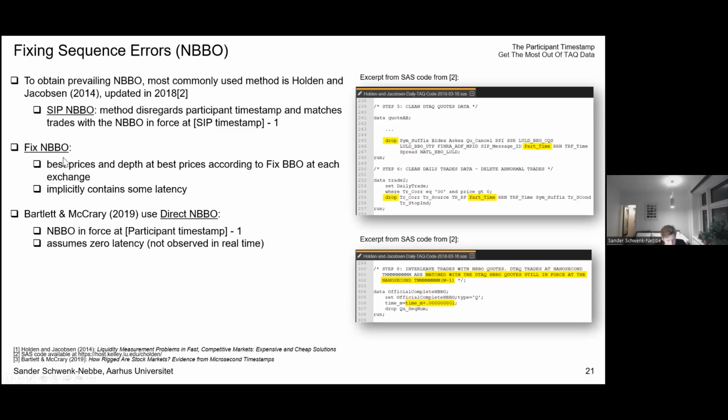But I want to be very careful with which sequence errors I fix. So I only fix sequence errors. I don't exchange the SIP timestamp with the participant timestamp. Instead, what I do is I fix all DBBOs at every exchange and then compute the NBBO based on that. So I fix all of the sequence errors and then I compute the NBBO on that. So this is what I call fix NBBO.